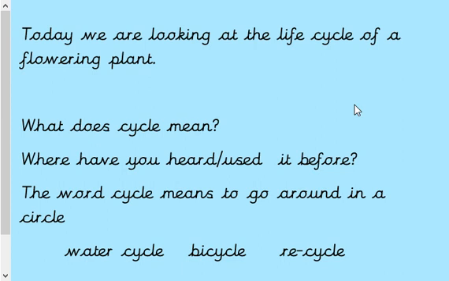Now, lots of us will probably use the word bicycle. Lots of you will recognize the word recycle. And some of you might have heard about something called the water cycle. But in all of these, the key word is cycle, and it means to go round in a circle. For example, bicycle, when we turn our pedals, they go round in a circle. In the same way, both wheels, the prefix bi meaning two wheels, go around in a circle.